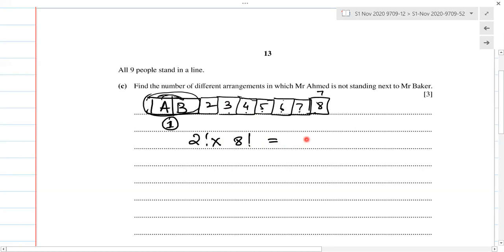Let me just use a calculator. 2 factorial times 8 factorial gives me 80640. Okay.